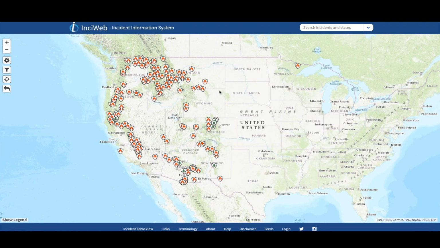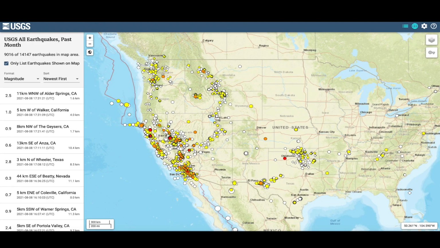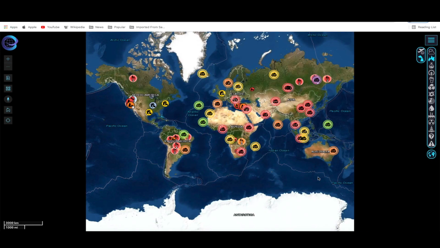I've never seen that before, but it does appear that the wildfires are following the earthquakes that are forming a very large circle in the western half of the United States. I want to take you guys now back to the event map over here at the RSOE EDIS. They keep track of a lot of events that are ongoing around the world.